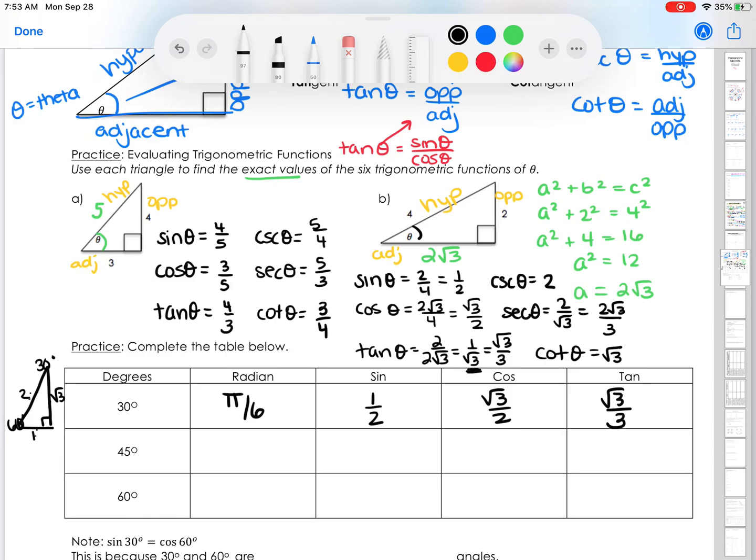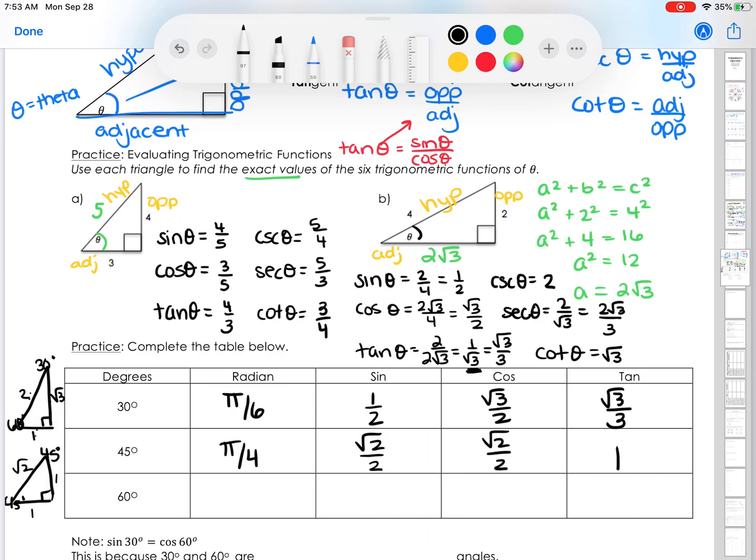All right, for our 45 degrees, here's my 45, 45, 90 triangle. We know that 45 degrees is really the same thing as pi over 4. If I were to find the sine of 45, that's 1 over root 2, but that rationalizes to root 2 over 2. Cosine is the same. And my tangent would be 1 over 1, or just 1.